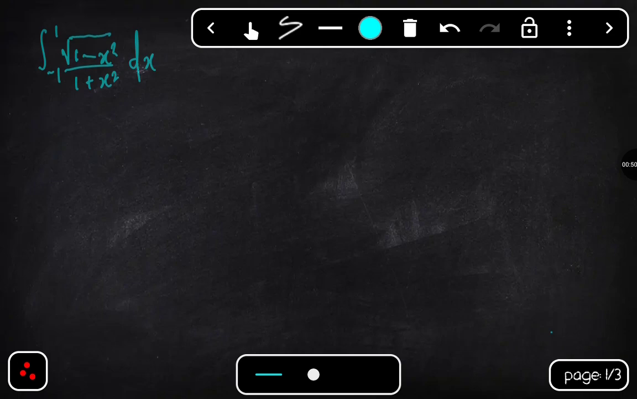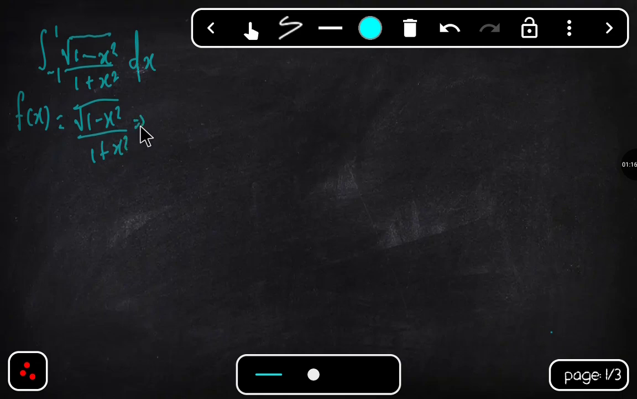The first thing I'm going to do to solve this problem is check whether the function we want to integrate is an even function or an odd function. How can you check that? I let f of x be equal to the function we want to integrate, which is the square root of (1 minus x squared) over (1 plus x squared).